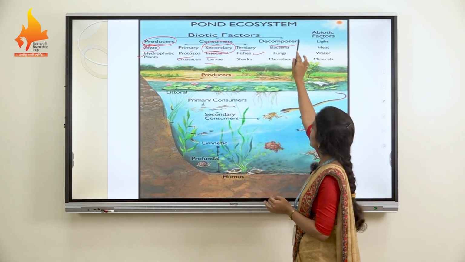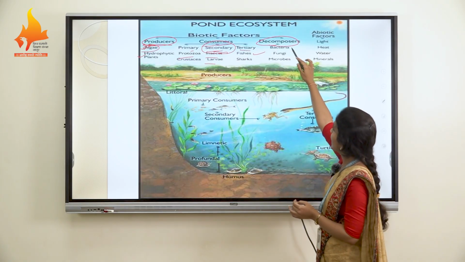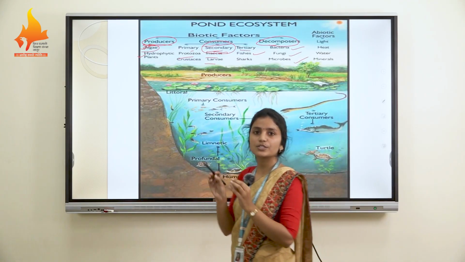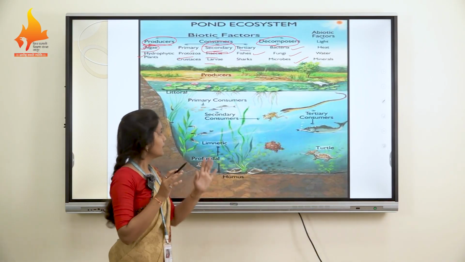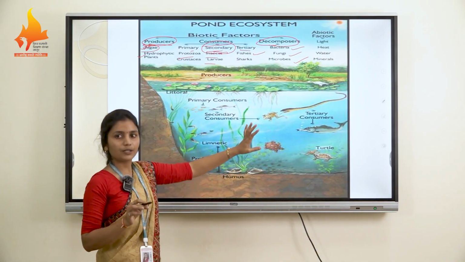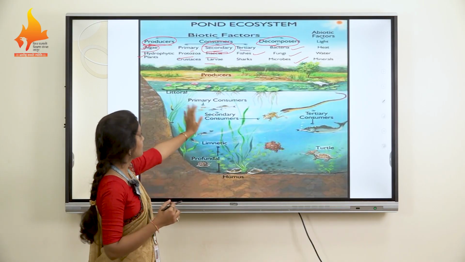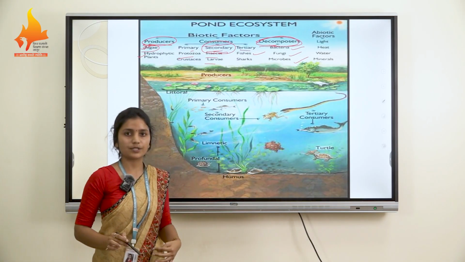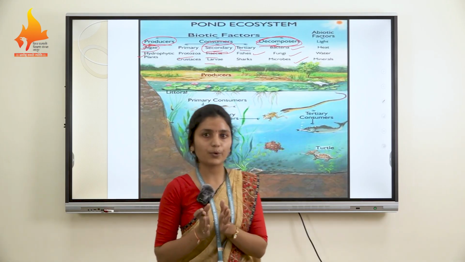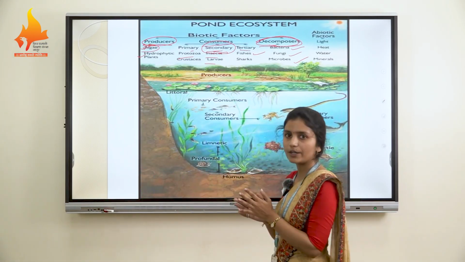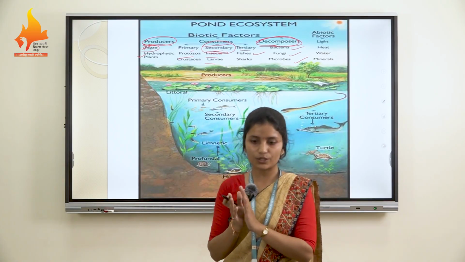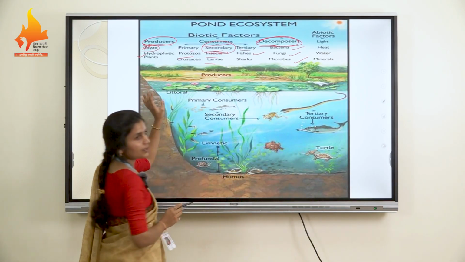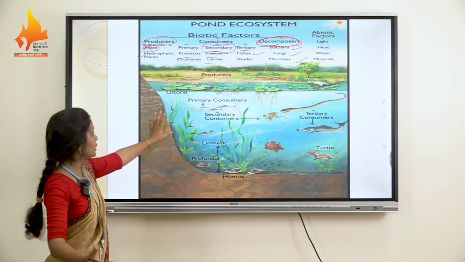The decomposers of the pond ecosystem are bacteria, fungus or microbes. These decomposers decompose the dead parts of plants or animals and obtain their food. In the forest ecosystem and pond ecosystem, the biotic and abiotic factors interact with each other and form the ecosystem, called forest ecosystem or pond ecosystem.